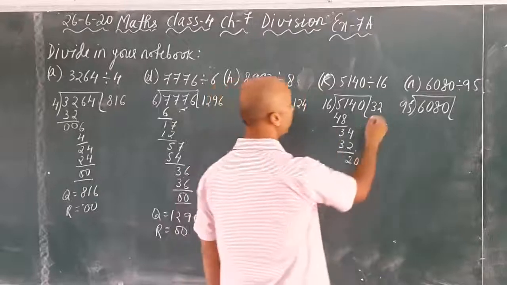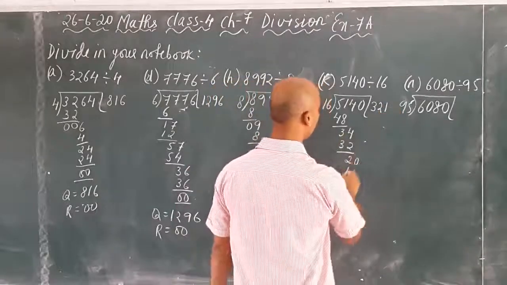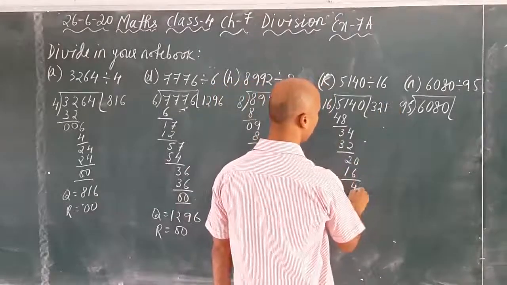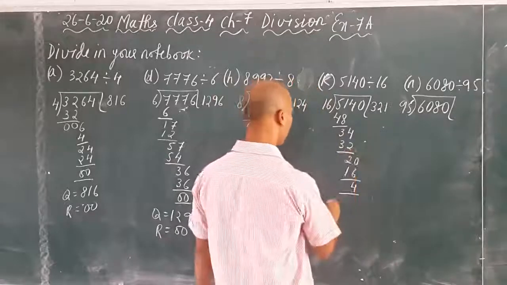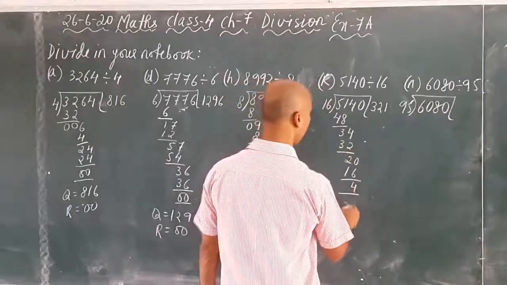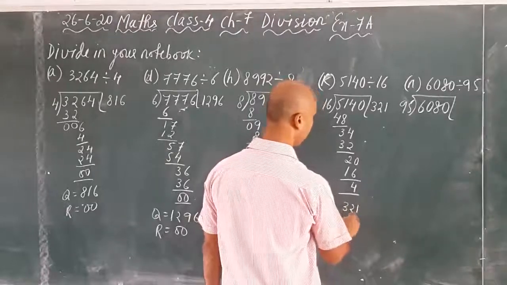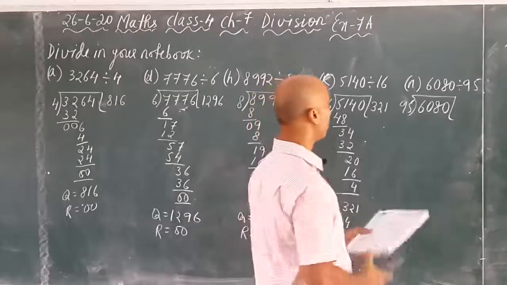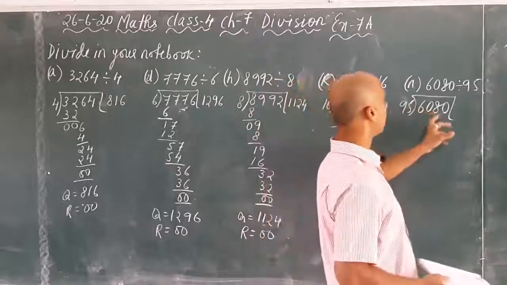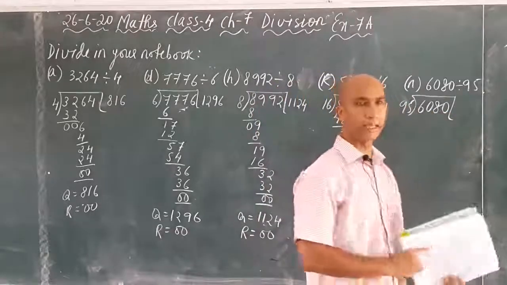20, 16 will go 1 time, 16 1s are 16, remainder 4. So the quotient is 321 and the remainder is 4. Okay, now the next question, 6080 divided by 95.